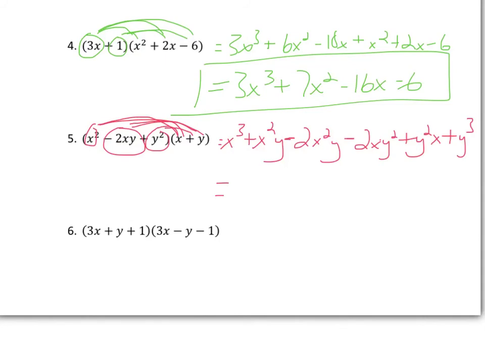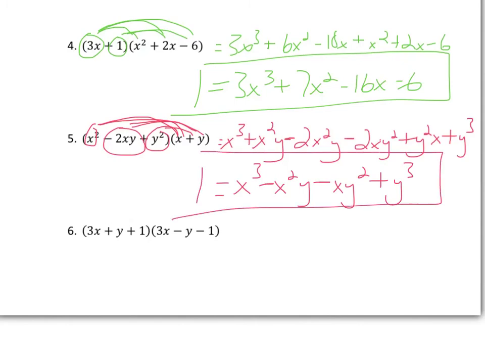So combine everything you can. X cubed, you can't combine with anything. X squared y minus 2x squared y is negative x squared y. Negative 2xy squared plus xy squared is going to be negative xy squared. And your y cubed at the end there. It looks just like that.